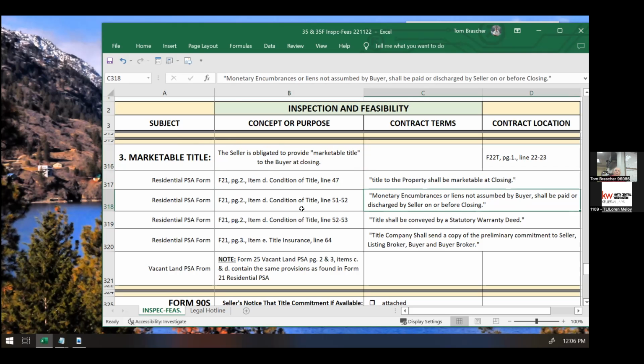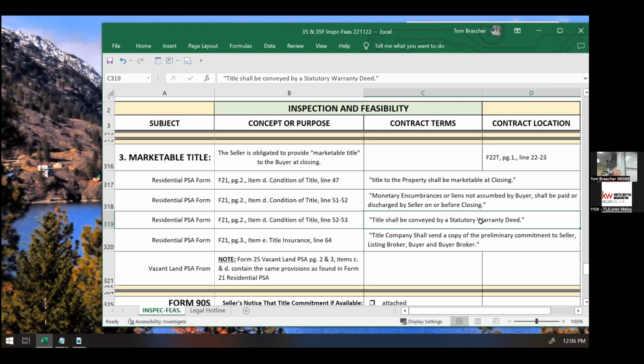So what they're saying for marketable title is anything that is liened or any encumbrances against that property have to be removed by that seller before closing. And then item D states the title shall be conveyed by a statutory warranty deed. This is defined in the RCW about what a statutory warranty deed is. I'm going to supply that with the minutes also, so that you understand what the definition of that is.